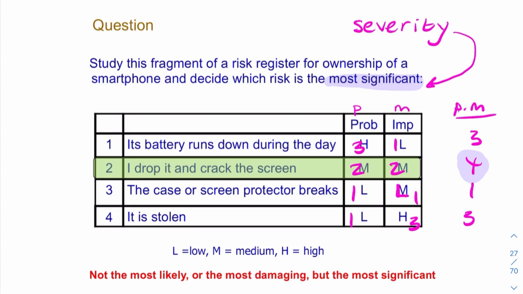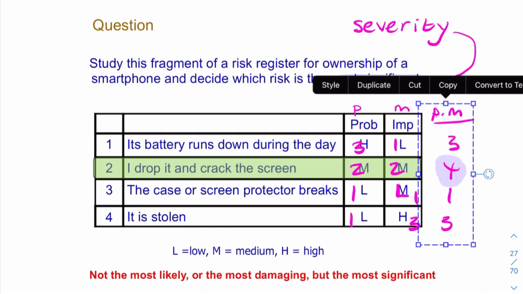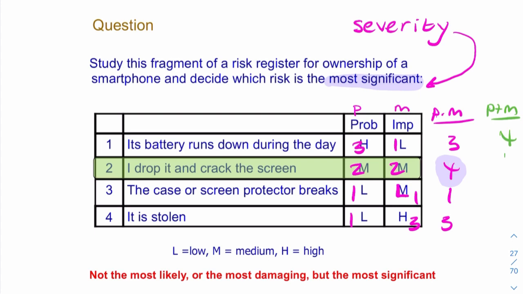It's not the one with the highest probability, and it's not the one with the highest impact. It just happens to have medium probability and medium impact, but the product is the highest. Whereas, just notice, if I were to add P and M, it wouldn't have been so clear. If I had added P and M, I would have got 4, 4, 1, 4. So that's less helpful.